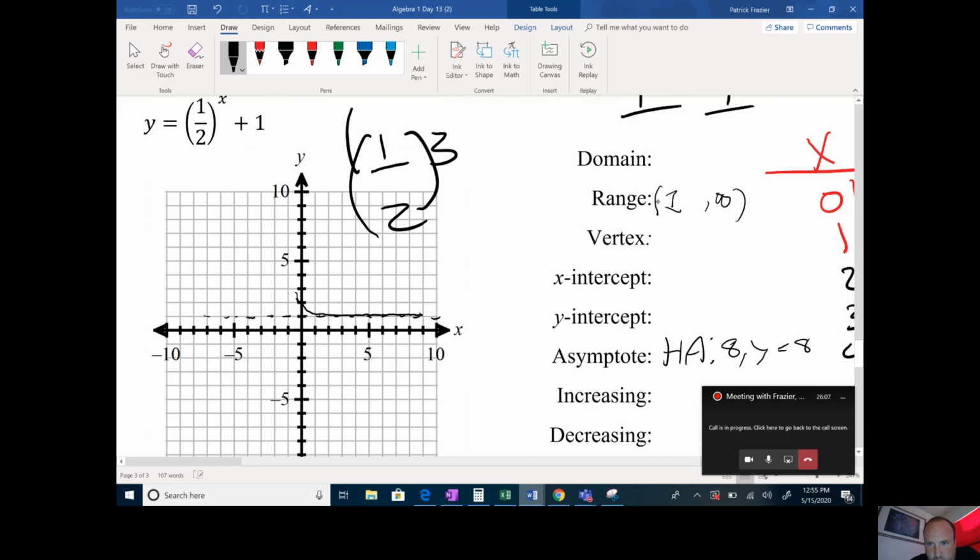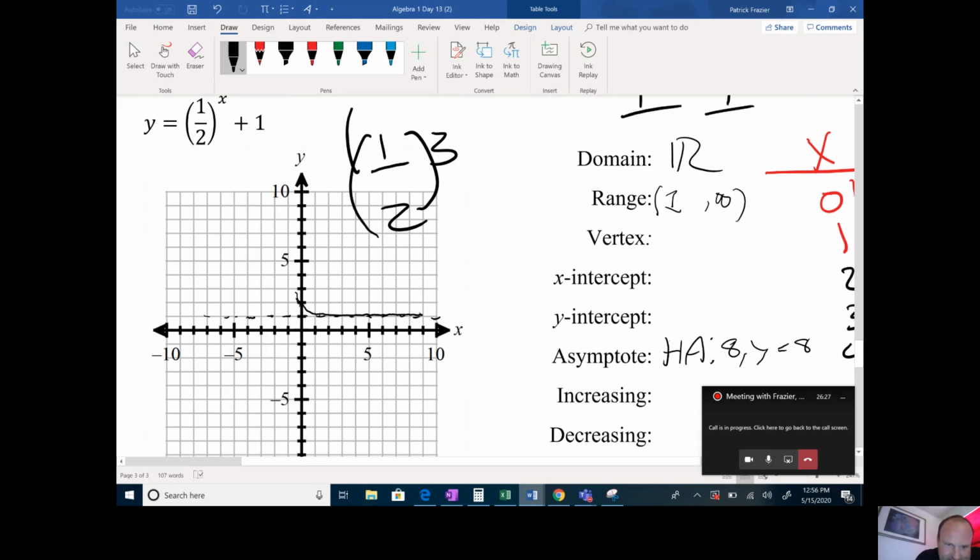So the range would be from 1, as low as we can go, going down, as far down as we can go, is almost 1. So parentheses 1 to infinity. And domain, there's no restriction on what we can enter for the domain, so it's all real numbers. And the vertex, there really isn't a vertex.